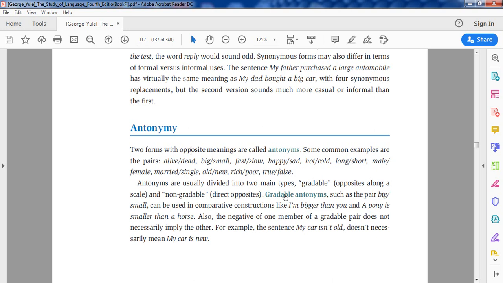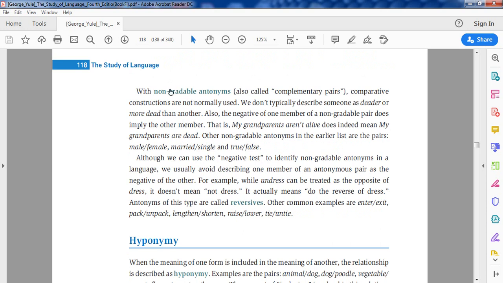But also we have non-gradable antonyms. So for example, dead or alive. I cannot say deader and deadest. We have just two opposites, two words, one opposite to the other. For example, dead or alive.